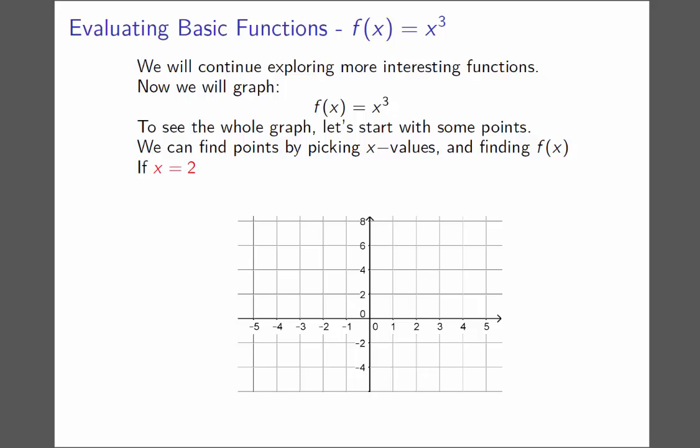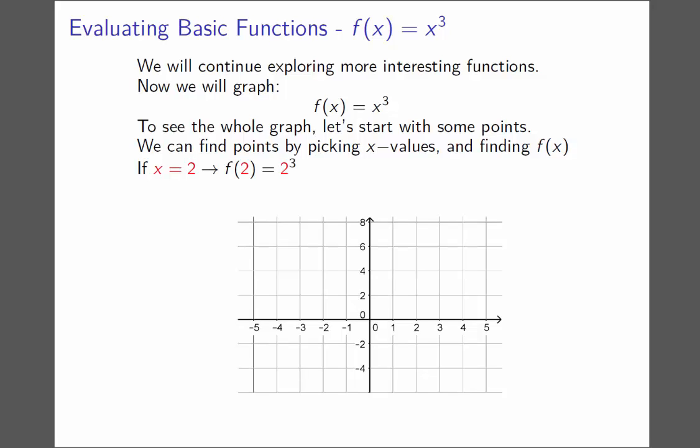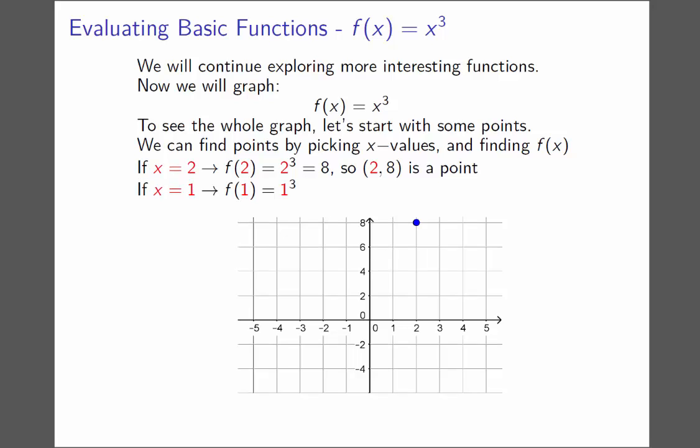For example, if x is 2, then f of 2 is 2 cubed, which is 2 times 2 times 2, which is 8. So (2, 8) is a point that we can include on our graph. And if x is 1, then f of 1 is 1 cubed, which is 1. So (1, 1) is a point that we can include on our graph.